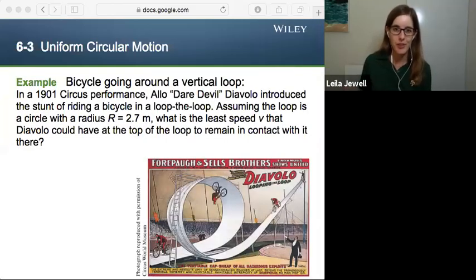Section 6.3, uniform circular motion example with a bicycle going around a vertical loop. This is one of my favorites. In a 1901 circus performance, daredevil Diavolo introduced the stunt of riding a bicycle in a loop-de-loop. Assuming the loop is a circle with a radius of 2.7 meters, what is the least speed v that Diavolo could have at the top of the loop to remain in contact with it there?